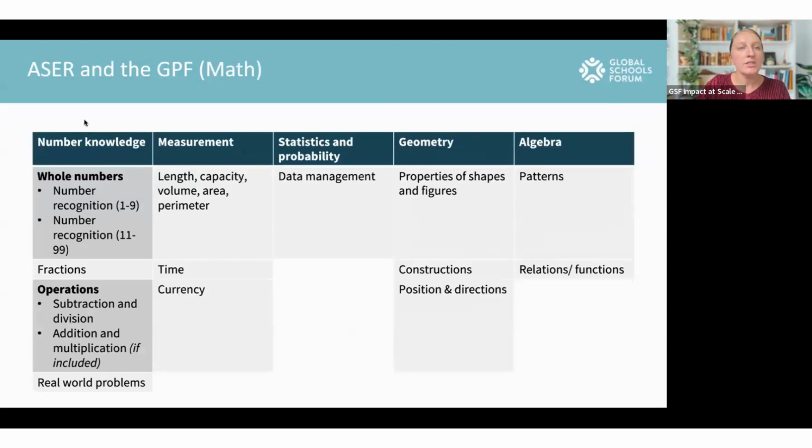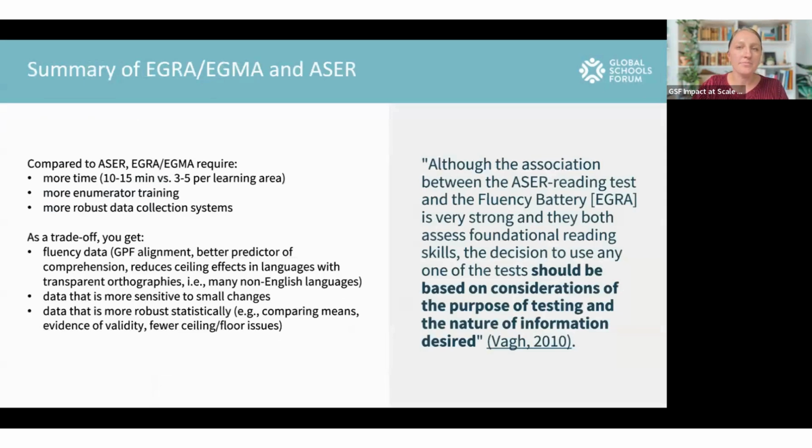Similarly to EGMA, USER only covers the number knowledge strand within the Global Proficiency Framework. And unless you add real-world problems as an additional subtest, it wouldn't cover that. So again, just a smaller subset of that framework.